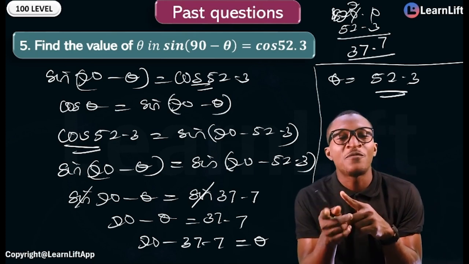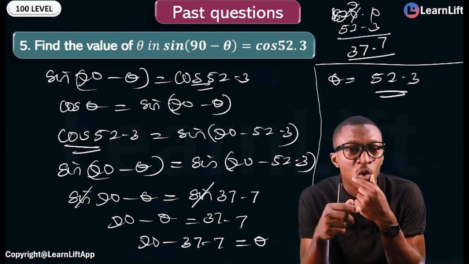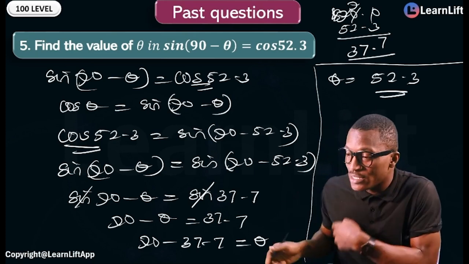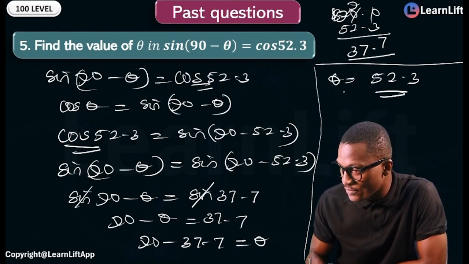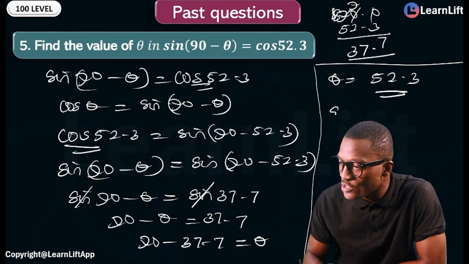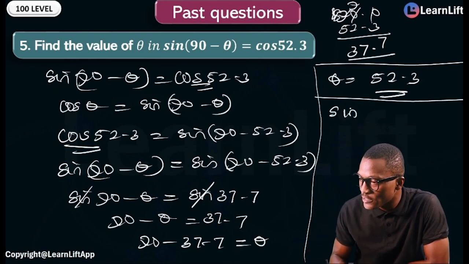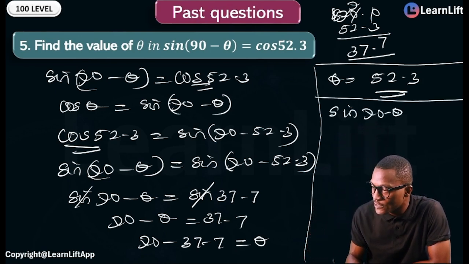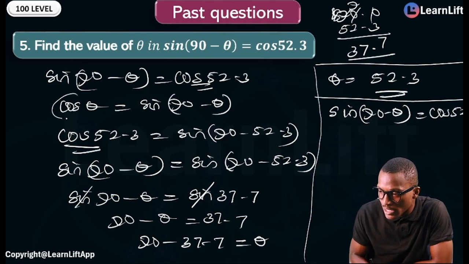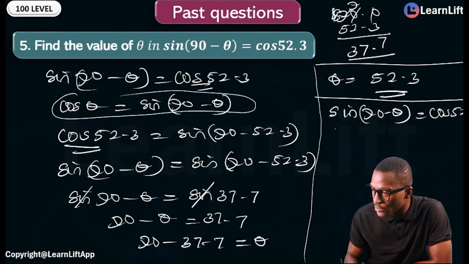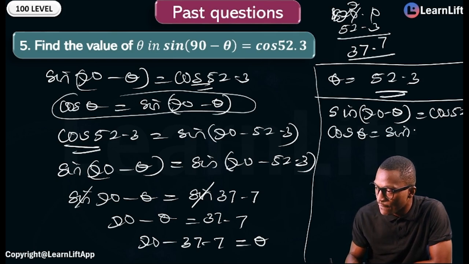So back to the question. Do you know that if I had equated sine 90 to sine 90, I didn't even reason that. Look at it, we can use another way to solve it. These two are already the same. Let's solve it. The question says sine 90 minus theta is equal to cos 52.3. Now I wrote this equation down, right? That's cos theta is equal to sine 90 minus theta.